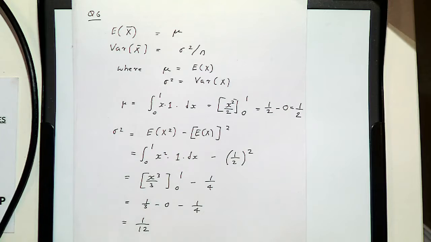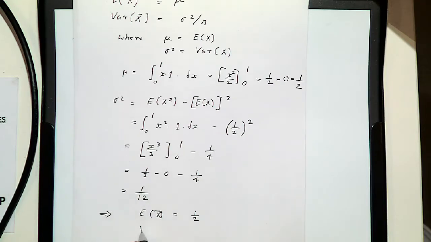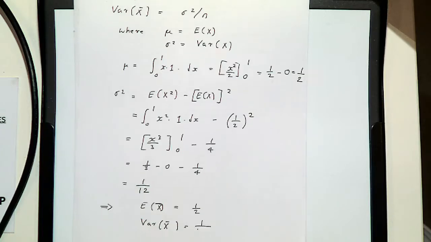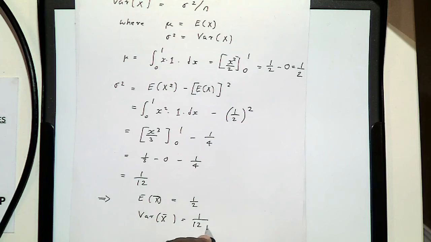So therefore the answer is that the expectation of x bar is equal to half, right? And the variance of x bar is equal to 1 over 12 times n. Okay? Is that okay? I'm sure all of you got this right. I did a couple of examples on this last week, so you should know, right? Any questions, guys?